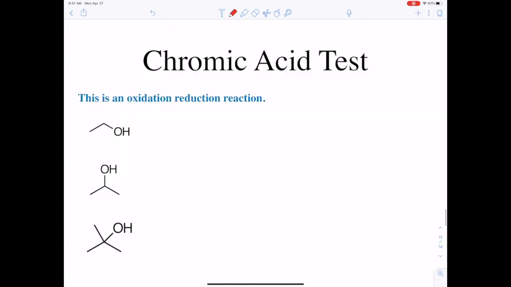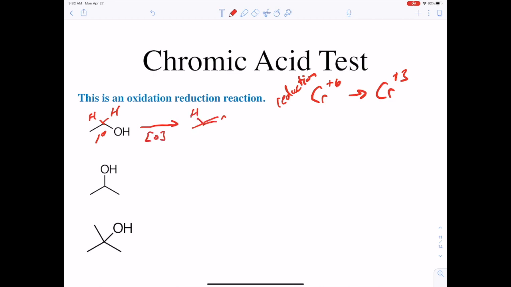So this is an oxidation reduction reaction. Chromium goes from +6 oxidation state to +3. That's reduction. If you have a primary alcohol, that will oxidize to an aldehyde. But an aldehyde will further oxidize to a carboxylic acid.